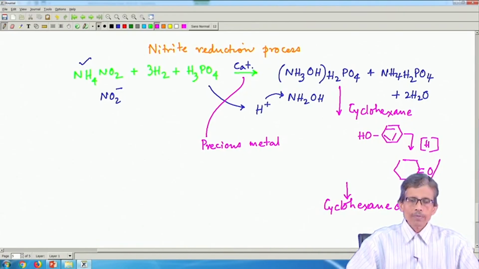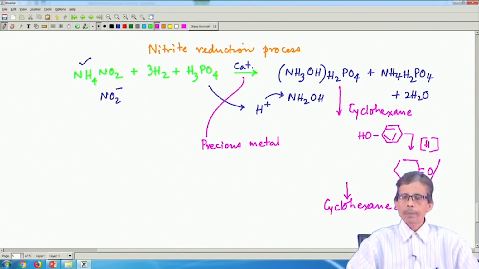So, we have seen in this particular class how we can get this important compound like hydroxylamine, how industrially we can prepare it, and how good it is for making some other value added molecule like cyclohexanone oxime.